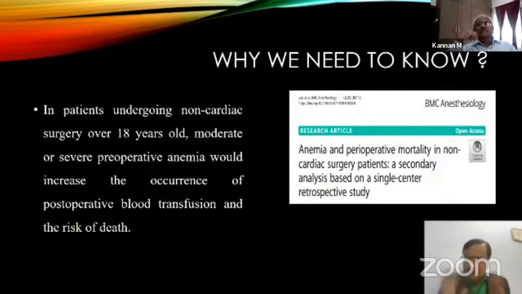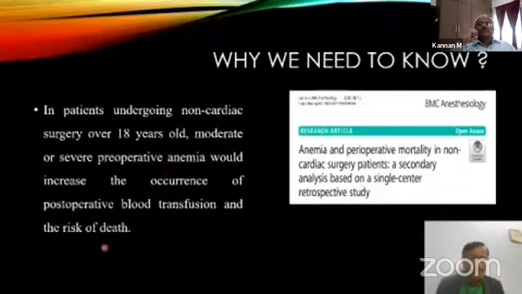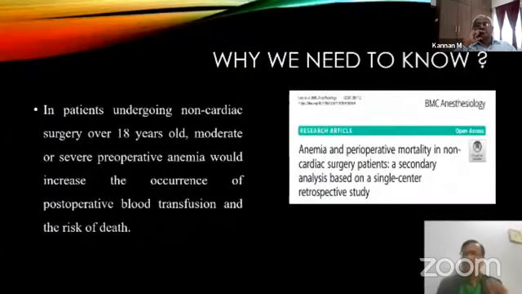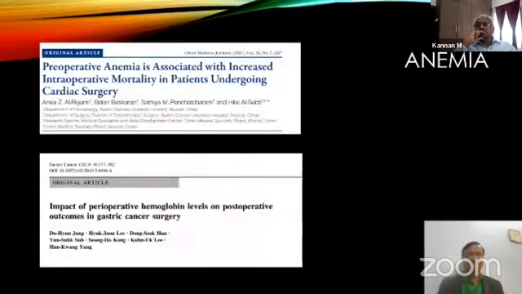So, why was the topic given by doctors? Why should we know about this topic, perioperative anemia management strategies? Now, here you see, if the patient is 18 years old and is having moderate anemia, there is an increased chance of postoperative blood transfusion and there is some risk of death. So, if there is a preoperative anemia, there is an increased chance of transfusion, increased risk of death.